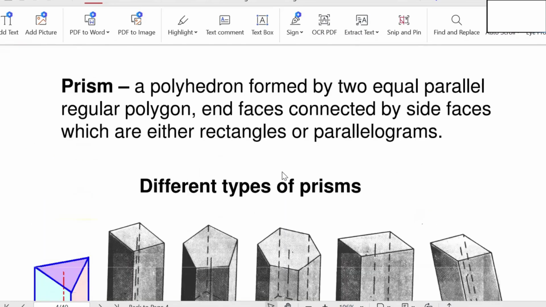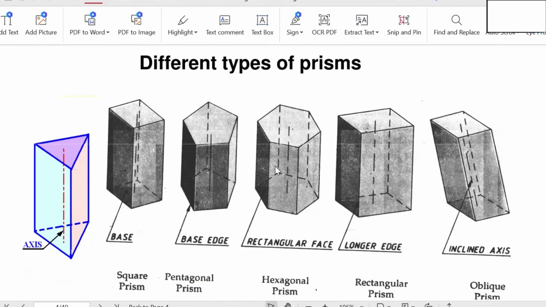What is a prism? First of all, what is a prism? A prism is also a polyhedron. Polyhedron means poly means many, hedron means faces. So many faces can be used to generate the solids. A prism consists of two equal and similar end faces joined by lateral surfaces. The shape of each lateral face, lateral surface or lateral plane is a rectangle or parallelogram.